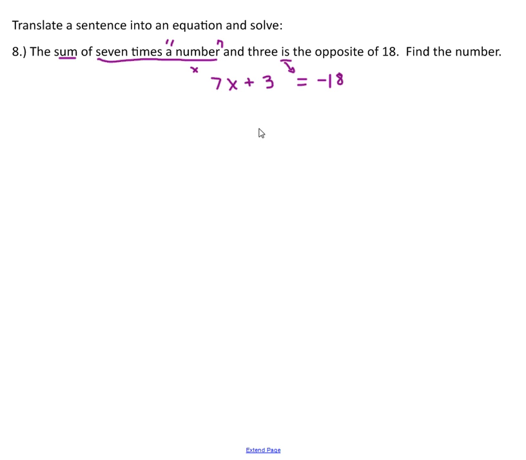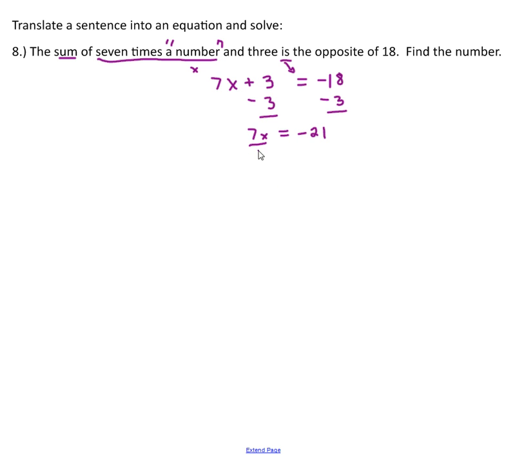Well, there's a nice equation that we'll probably have no trouble solving at all, but we're going to go through here. Let's run through the steps. If we subtract 3 from both sides, what happens? We get 7x on the left. Negative 18 minus 3, well, 18 and 3 would be 21, so this is going to be negative 21.